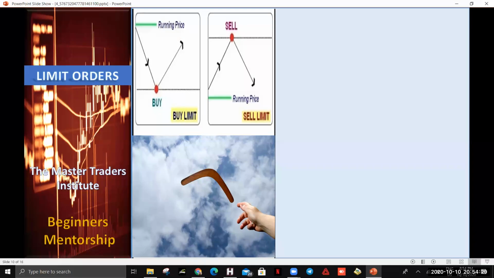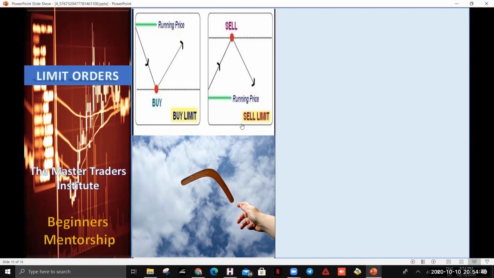So if you see that price is just like a boomerang, you throw the boomerang and the boomerang comes back to you. So you've seen that price has actually passed the place that you want, but you place a buy limit order below the current market price, expecting price to come down, activate your account, and keep going back up. That's what the buy limit is.